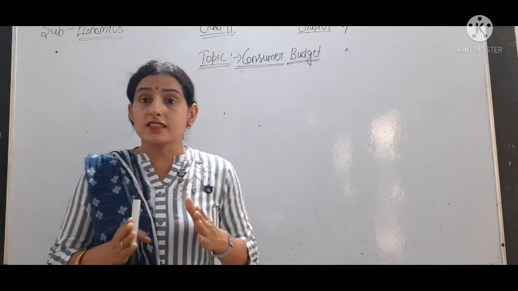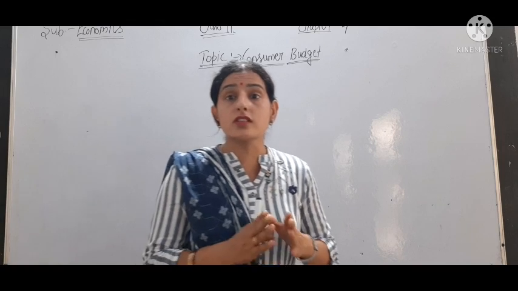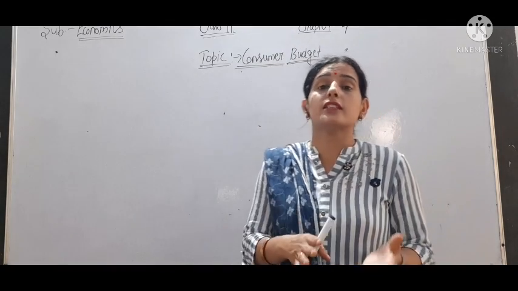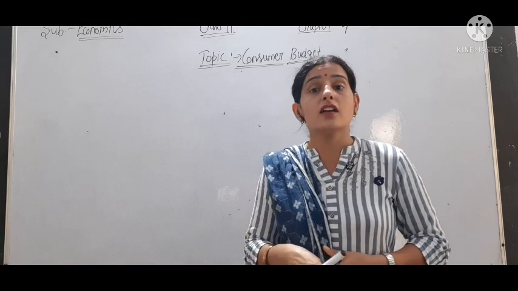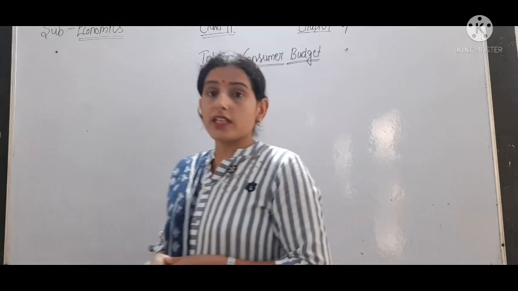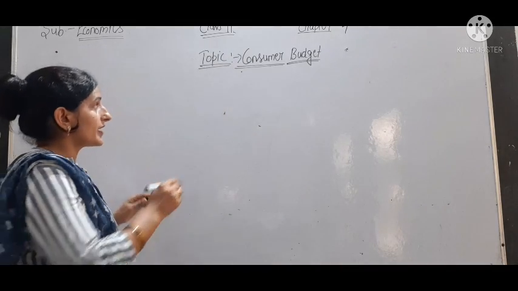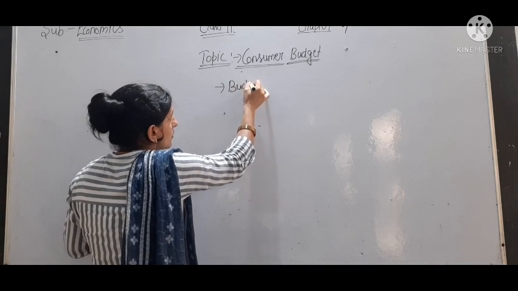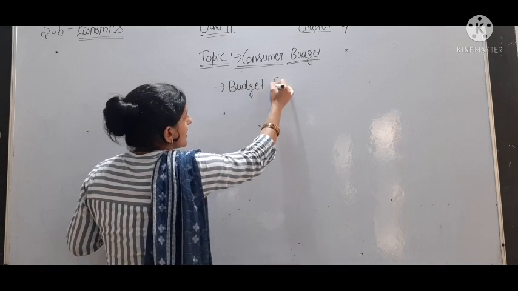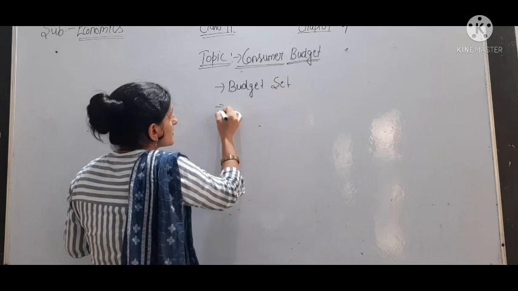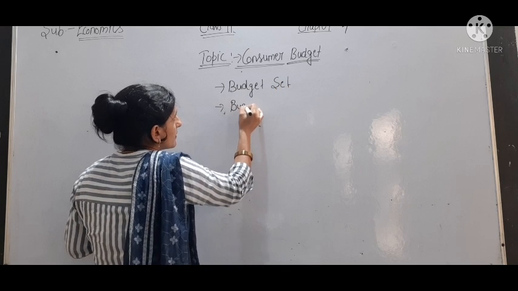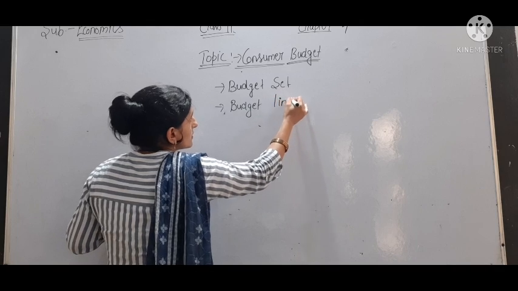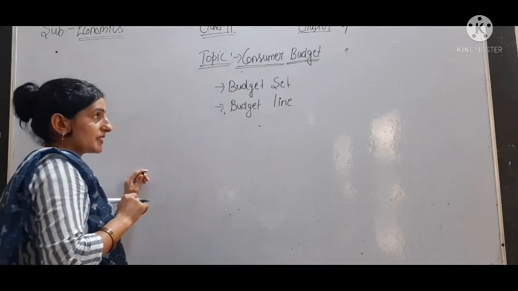Okay. Consumer budget shows the total income of the consumer. Budget means how much income he has; that is the budget of the consumer. So in this we will talk about two things. One is the budget set, and second is the budget line. So the budget line and the budget set.